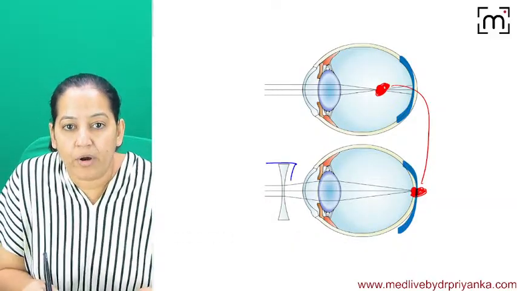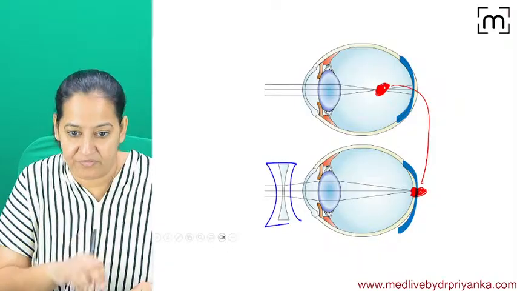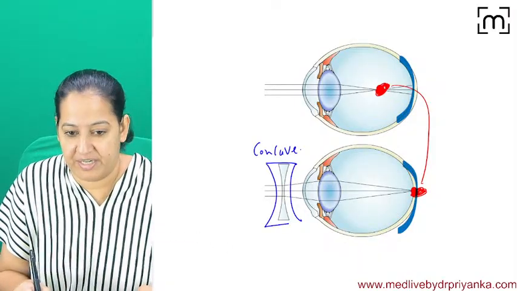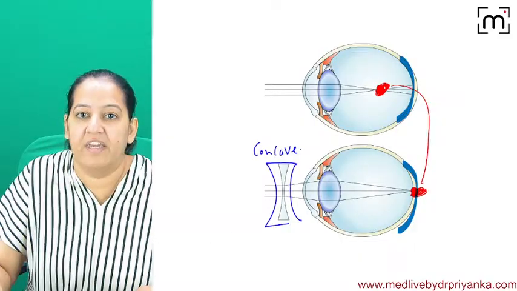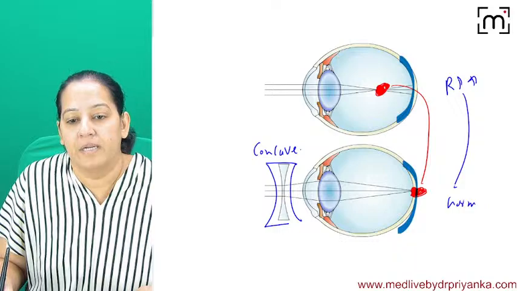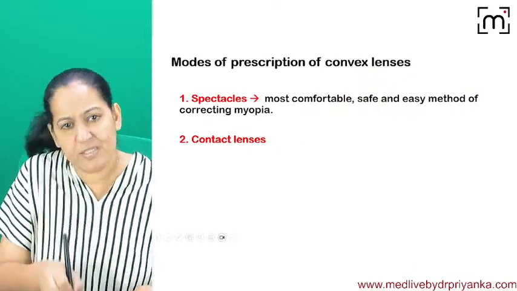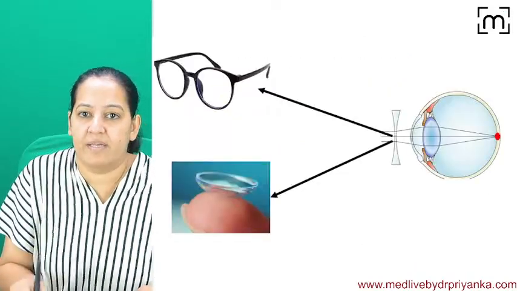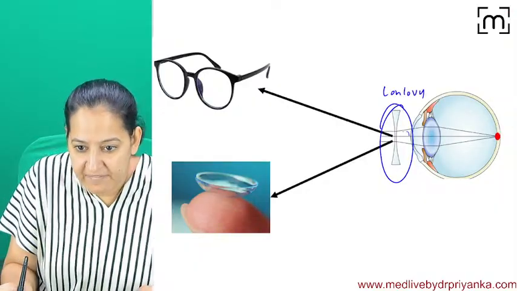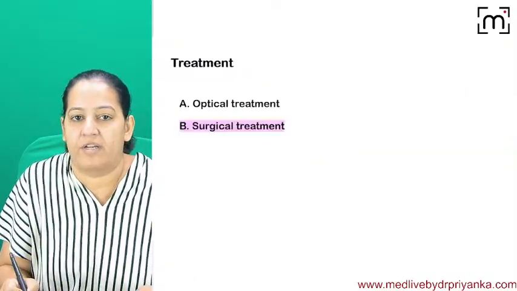So we will use a concave lens in front of the eye. This is a concave lens, minus lens, divergent lens. That is what reduces the refractive power. Here the refractive power of the eye is much higher. We have to reduce it and bring it back to normal. So that's why we are using a divergent lens. There are two ways, spectacles or contact lens. This concave lens can be given in the form of spectacle or contact lens.